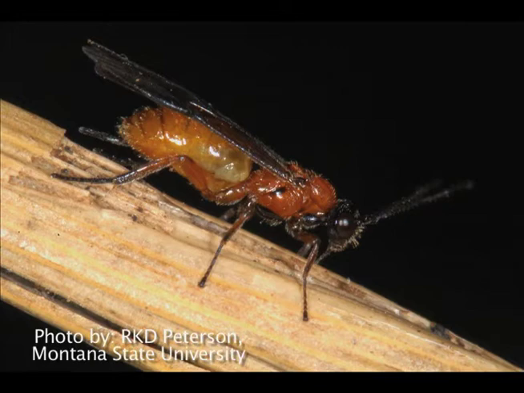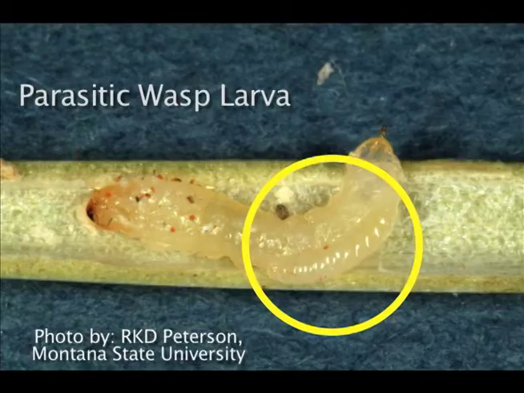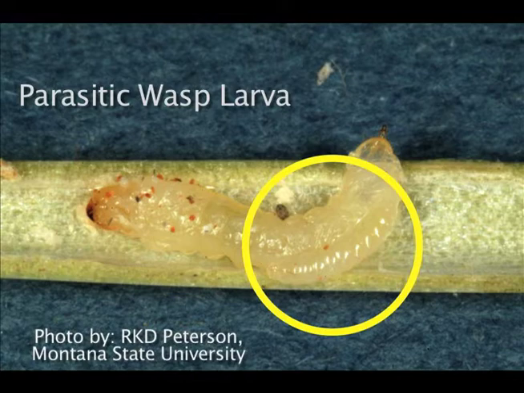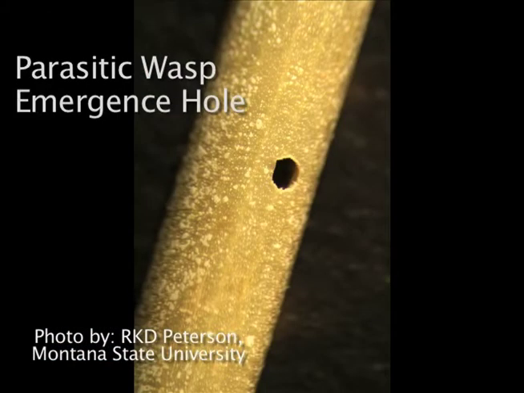Bracon cephi females are able to sense sawfly larvae feeding in the stem, and the females lay their eggs in the wheat stem near the sawfly larvae. Once the parasitic wasp larvae emerge, they begin feeding on the sawfly larvae and will kill them. Parasitic wasps have two generations per year. The first generation will cut a small circular hole in the stem when it emerges during mid-season. Parasitoids overwinter in the upper half of the wheat stem in cocoons.